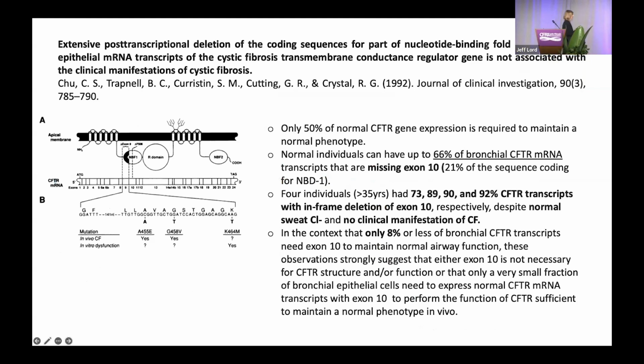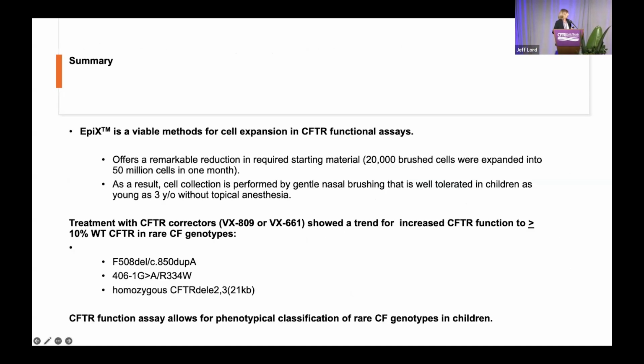And it is promising because we know that 50% of normal CFTR gene expression is required to maintain a normal phenotype. That's what we know from the heterozygous patients. But then there is in this literature the other dogma that we only require probably less than 8% based on these individuals who had an in-frame deletion of exon 10, that we would need 8% or less of bronchial CFTR transcript in order to be able to have a normal phenotype in the lung. And that's actually also where the 10% cutoff comes from.